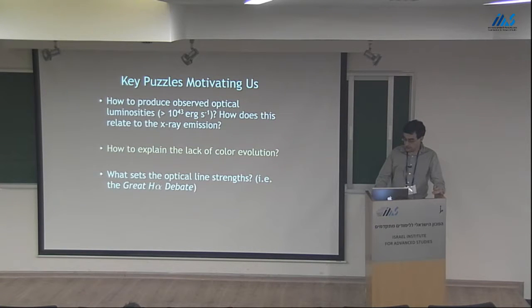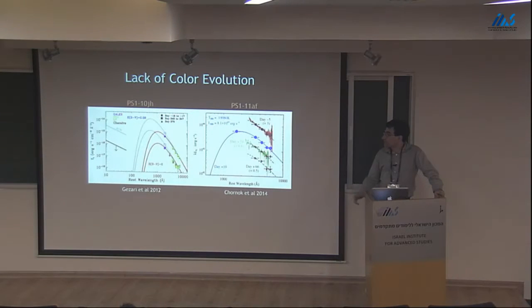Something else is the notable lack of color evolution in the optically observed TDEs. Here are two notable examples, PS1-10jh and PS1-11af. As the optical flux dropped, the shape of the optical continuum isn't varying very much. What this suggests to us is that we have to think beyond simple black body models of the emission, because for this to happen in a black body sphere, you'd need some sort of ubiquitous conspiracy between the luminosity and the radius of the photosphere.